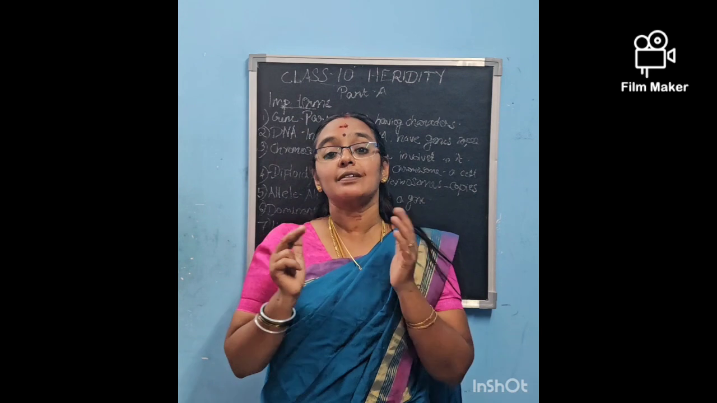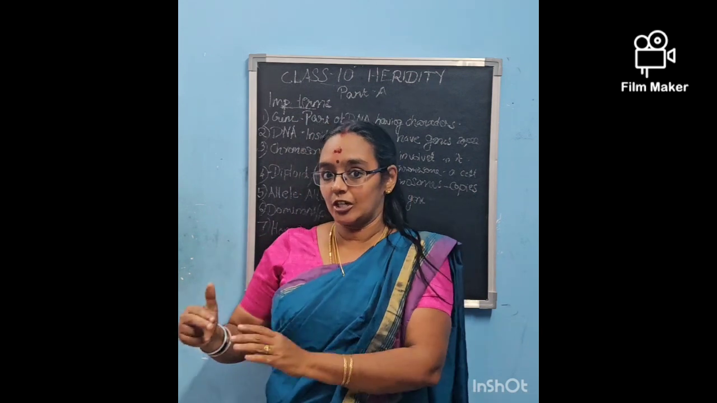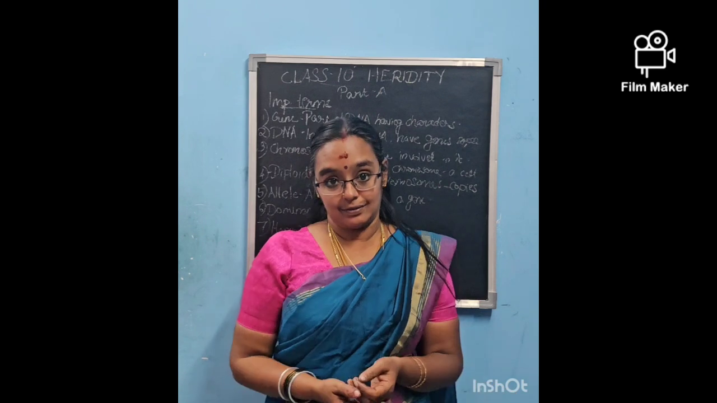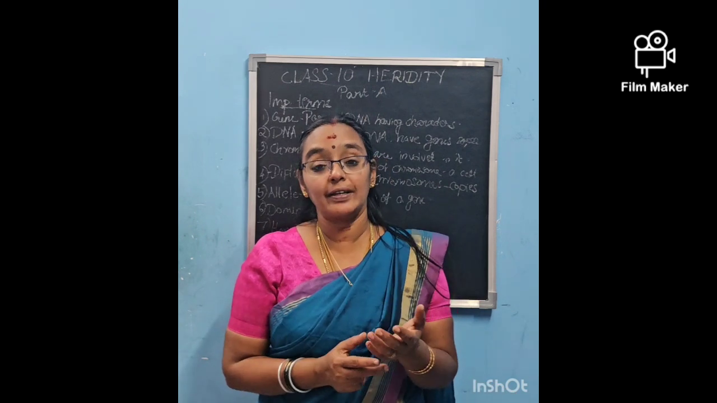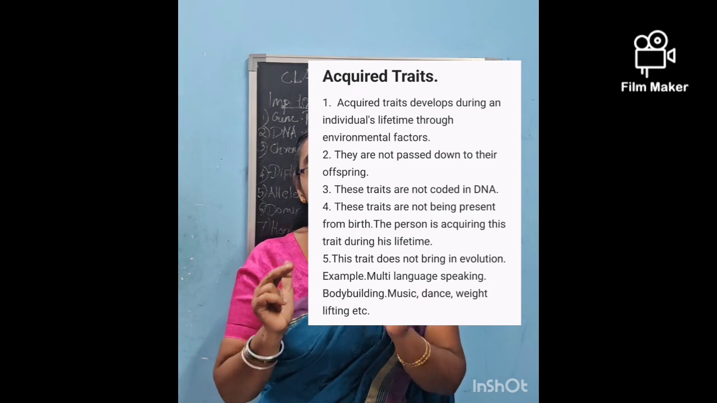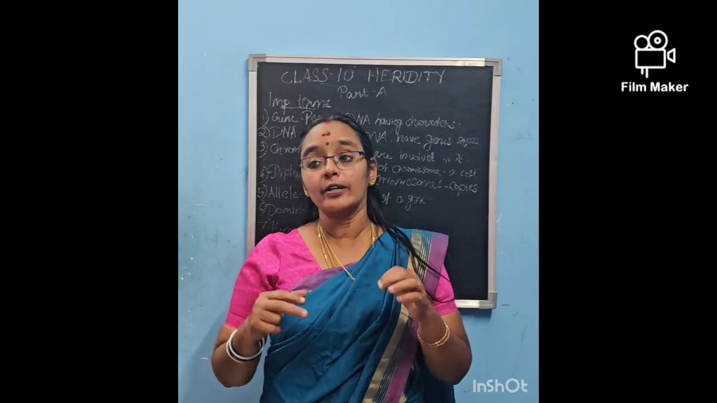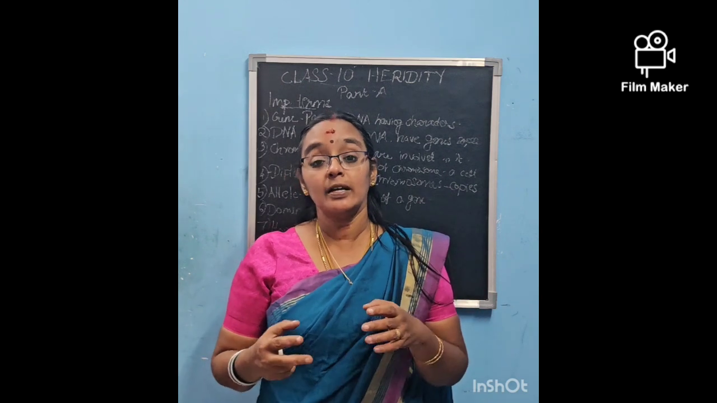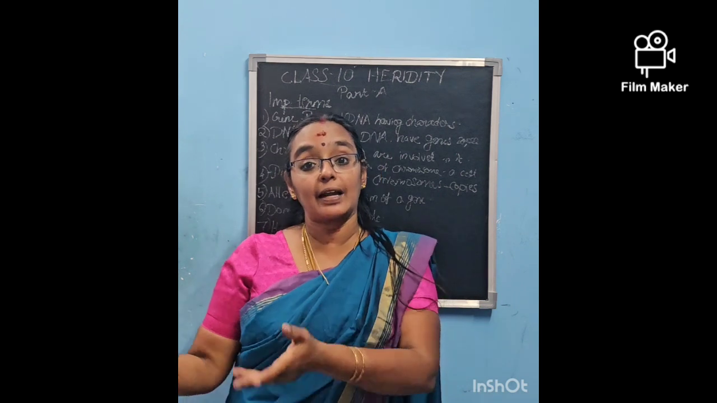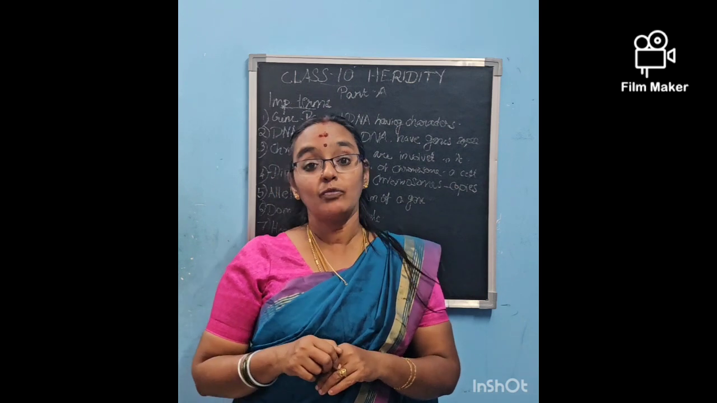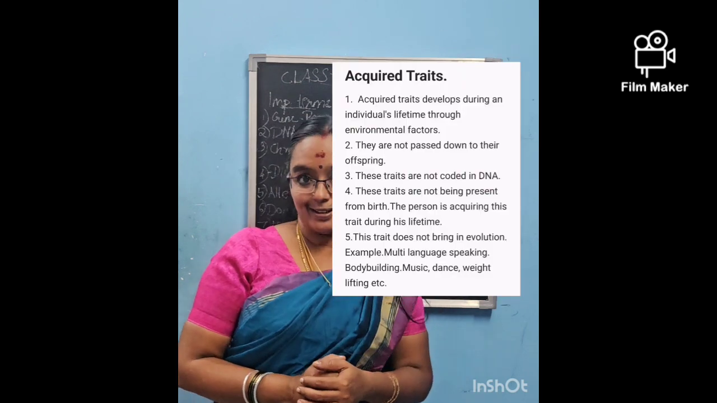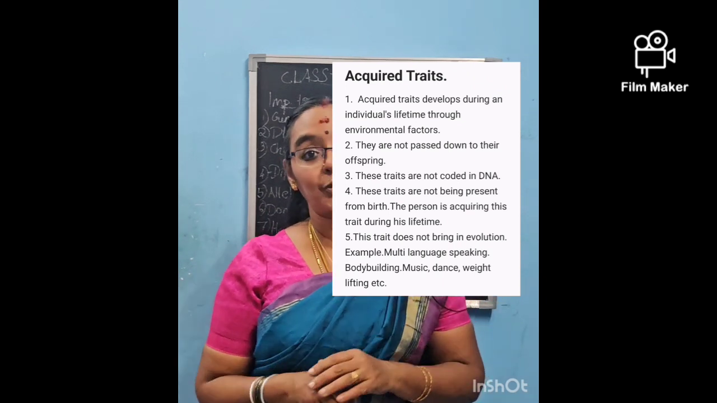So these acquired traits are not transferred from generation to generation, and they are not acquired from birth. The baby is not a bodybuilder at birth itself, isn't it? And the third point is, it will not lead to evolution, and it will be affected more by environmental factors. Or a person who knows 7 languages, he acquired them by himself, isn't it? If the surrounding people know some other languages, he will also learn that language himself. So acquired traits are the ones which he acquires by himself. The difference between these two traits is clear for you, I think.